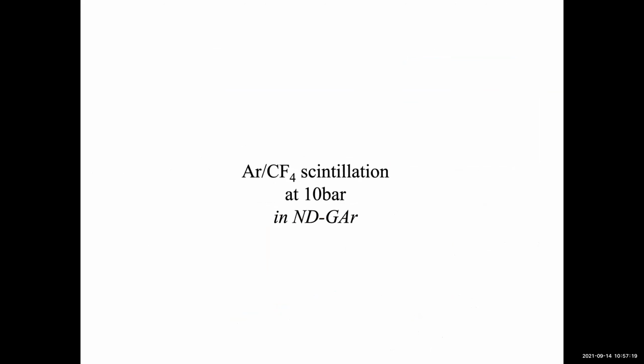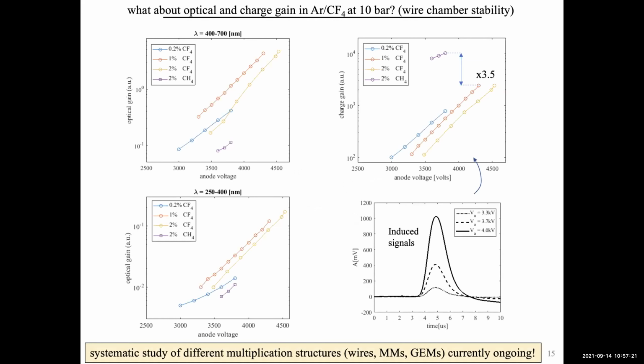Okay, so how does it look in NEXT-GAR? In the first place, some words about the charge gain. This is preliminary work. We had the wire on at all times, and this is extremely useful for monitoring drift velocity and also triggering, etc. But we are not doing a systematic campaign yet. We have organized different structures, Micromegas and 3 different types of GEMs: thick GEM, standard GEM, and fat GEM. And this is going to happen before the end of the year.